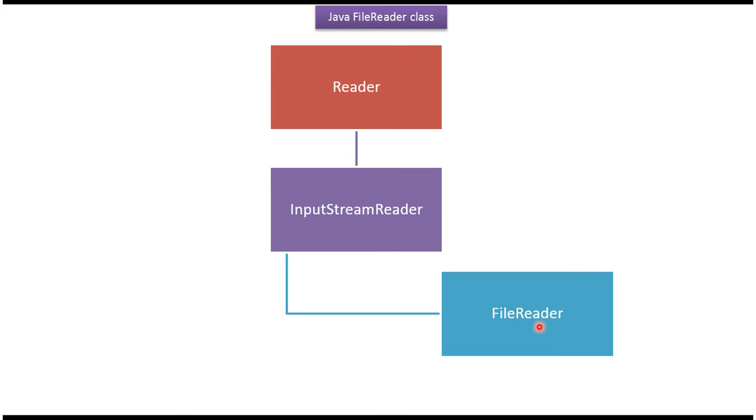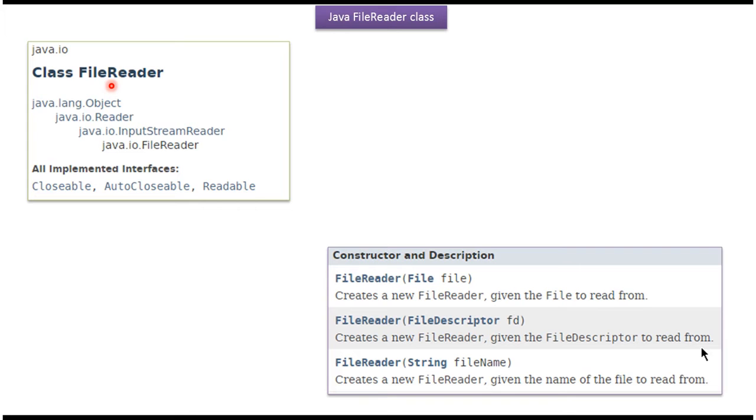The superclass of FileReader is InputStreamReader. The superclass of InputStreamReader is Reader. FileReader class belongs to the java.io package. The superclass of FileReader is InputStreamReader, the superclass of InputStreamReader is Reader, and the superclass of Reader is Object. FileReader class implements the Closeable, AutoCloseable, and Readable interfaces.